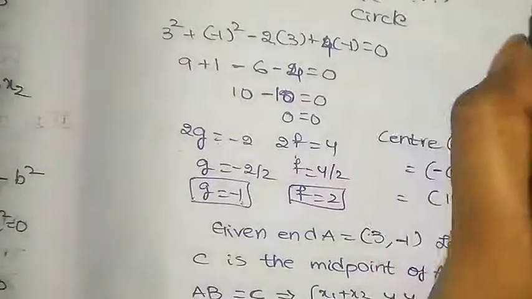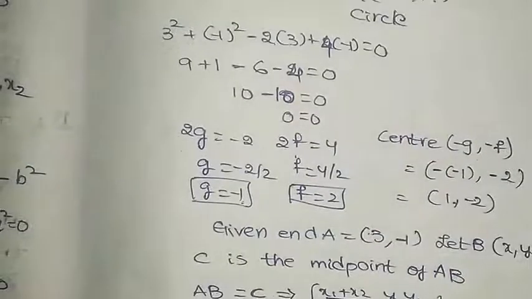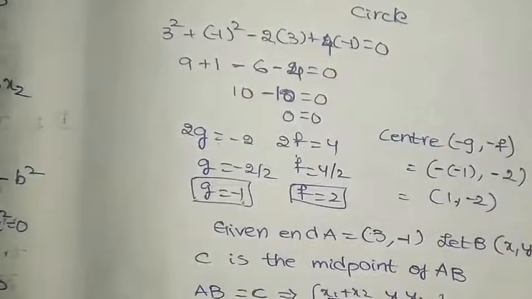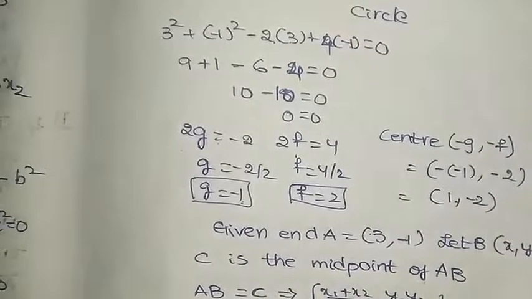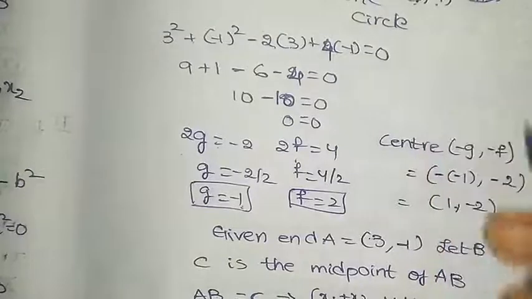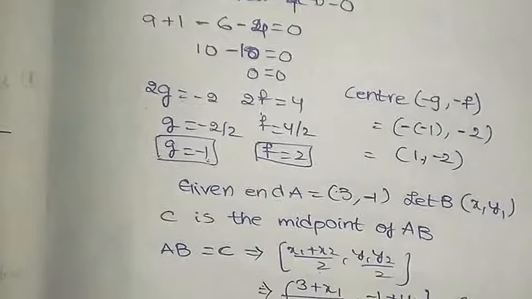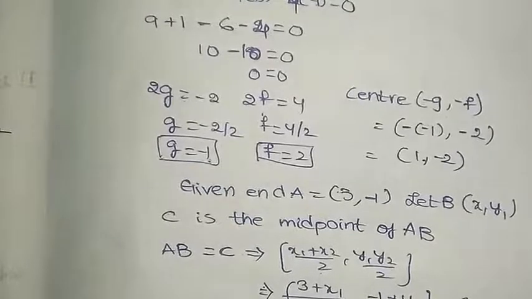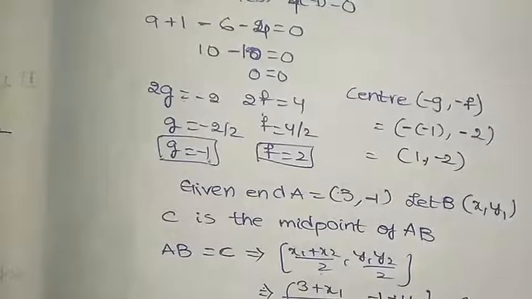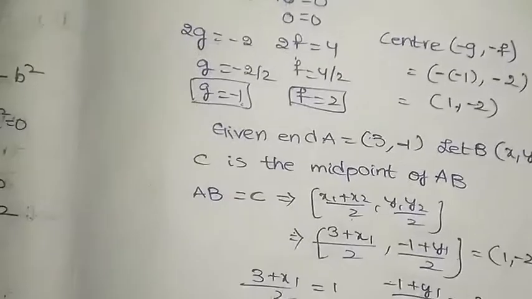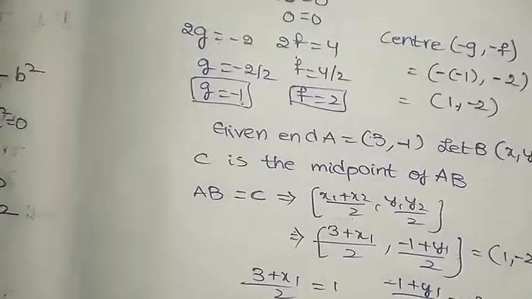Now the midpoint of 3 and x1: 3 plus x1 by 2 comma minus 1 plus y1 by 2 is equal to the center, which is 1 comma minus 2. Now 3 plus x1 by 2 is equal to 1, minus 1 plus y1 by 2 is equal to minus 2. 3 plus x1 is equal to 2, x1 is equal to 2 minus 3, so x1 is equal to minus 1.